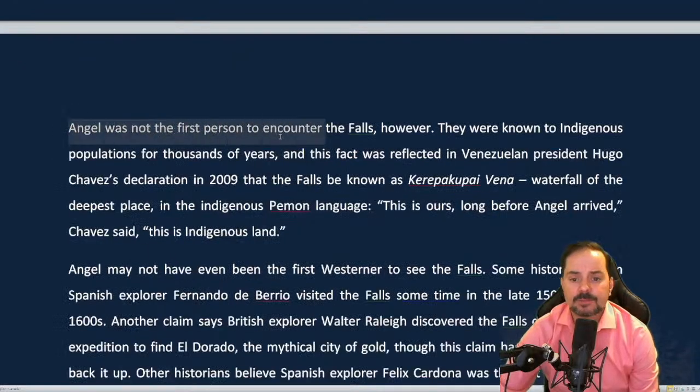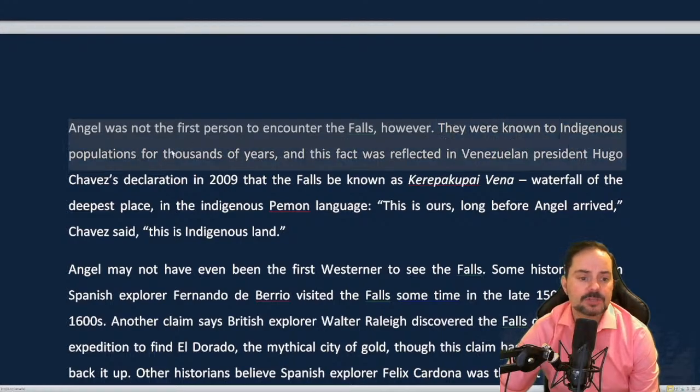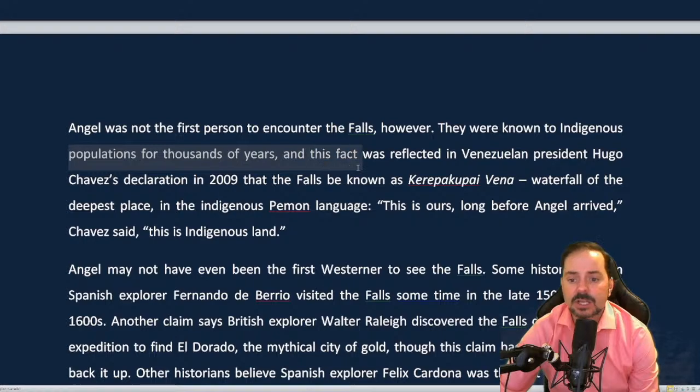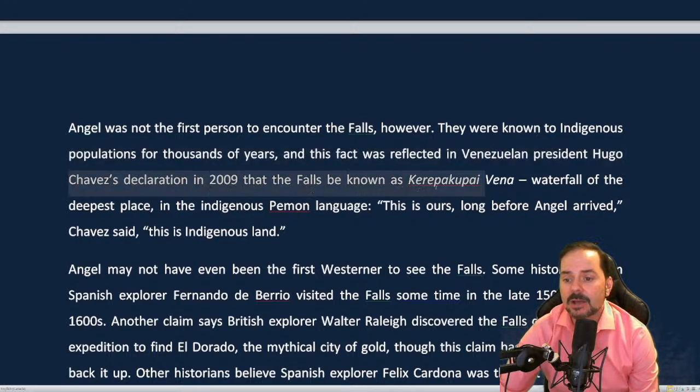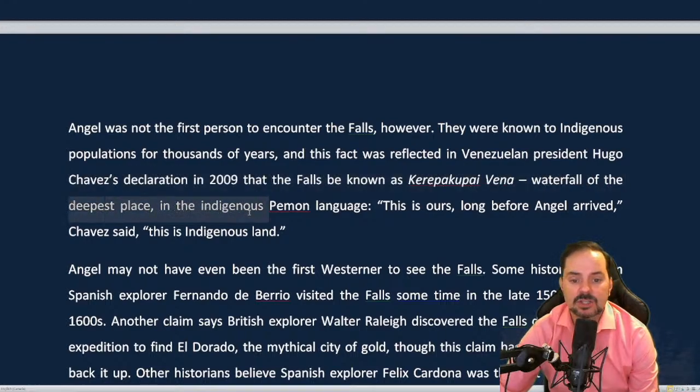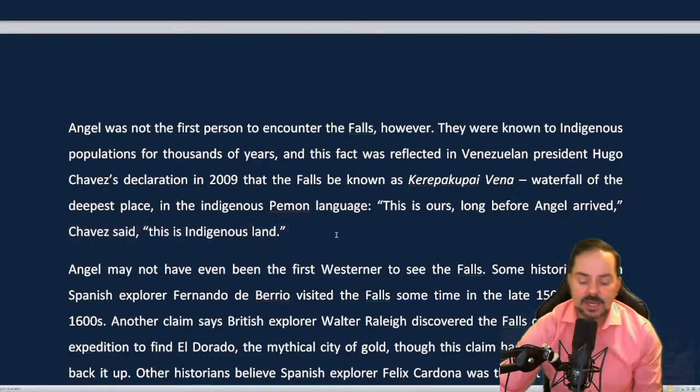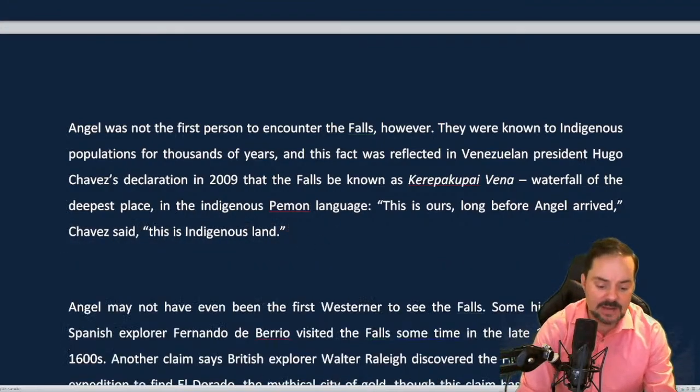Angel was not the first person to encounter the falls, however. They were known to indigenous populations for thousands of years, and this fact was reflected in Venezuelan President Hugo Chavez's declaration in 2009 that the falls be known as Querepaquaywena, waterfall of the deepest place, in the indigenous Pemon language. "This is ours long before Angel arrived," Chavez said. "This is indigenous land." Okay, so what is this paragraph about?